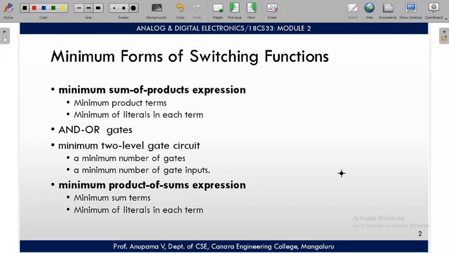A minimum sum of product expression directly corresponds to a minimum two-level gate circuit which has minimum number of gates and minimum number of gate inputs. A minimum product of sum expression for a function is defined as product of sum expression which has minimum number of sum terms and each term has minimum number of literals.